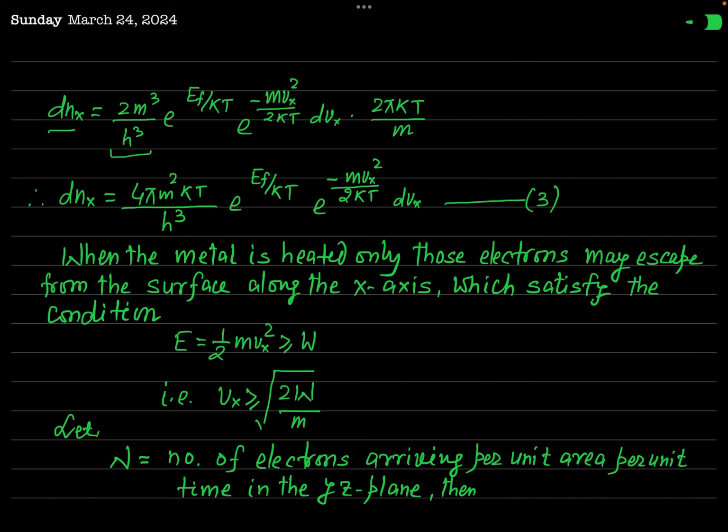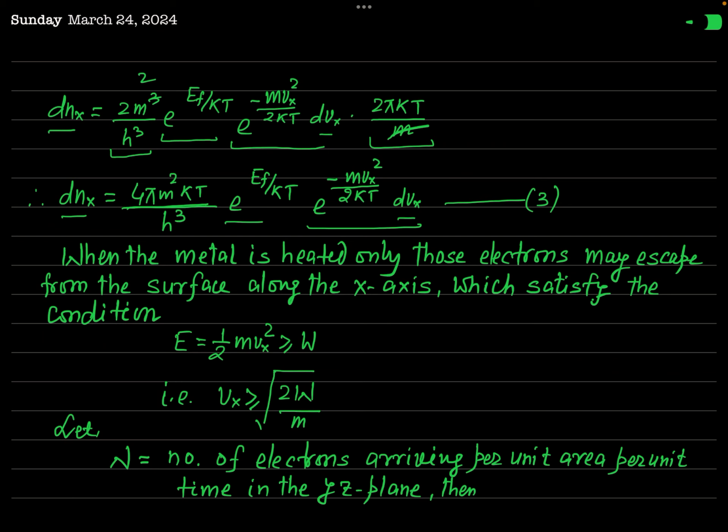So dnx is equal to 2m cube over h cube times e to the power ef by kt times e to the power minus m vx square over 2kt dvx times 2 pi kt over m. Now you can see this m will cancel out, and here there will be a square. And so our result is dnx equal to 4 pi m square kt over h cube times e to the power ef by kt times e to the power minus m vx square over 2kt dvx.